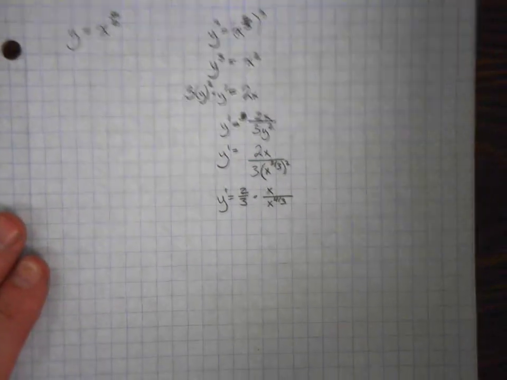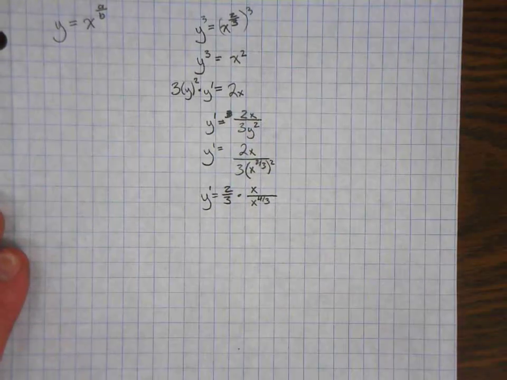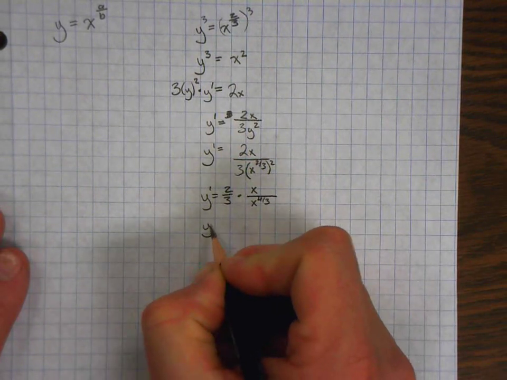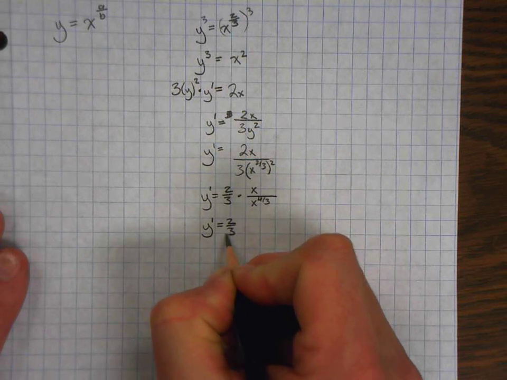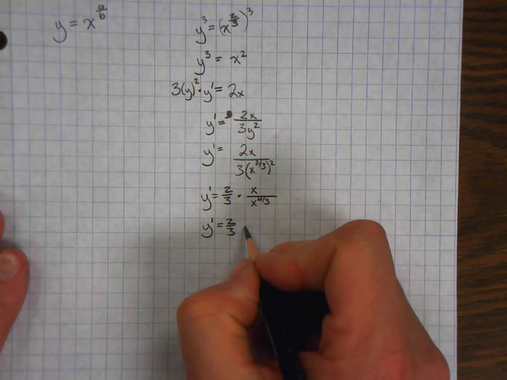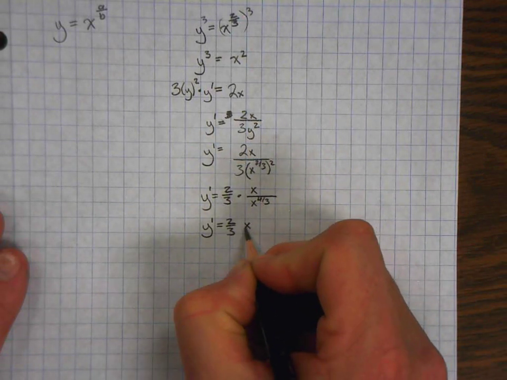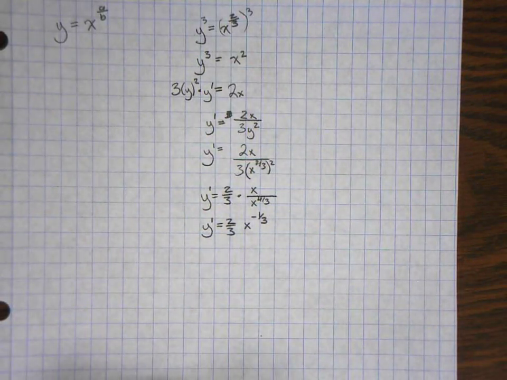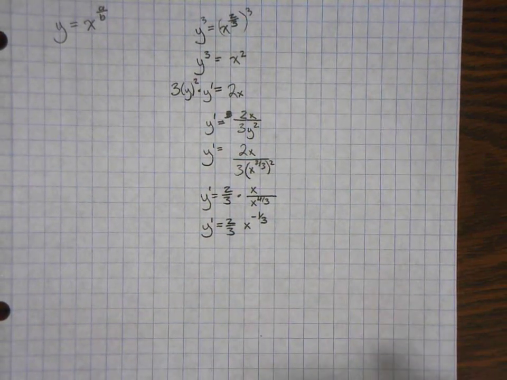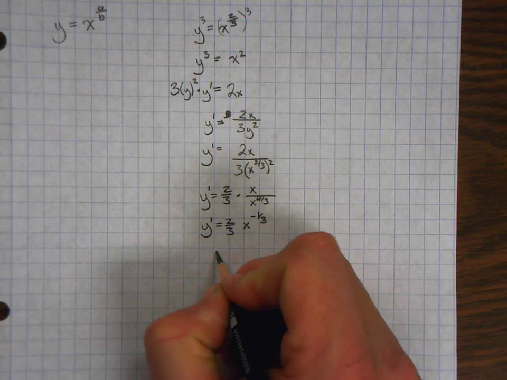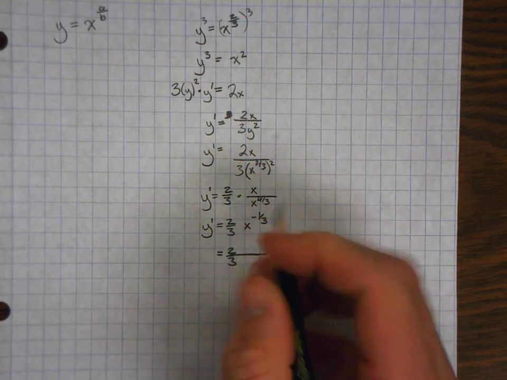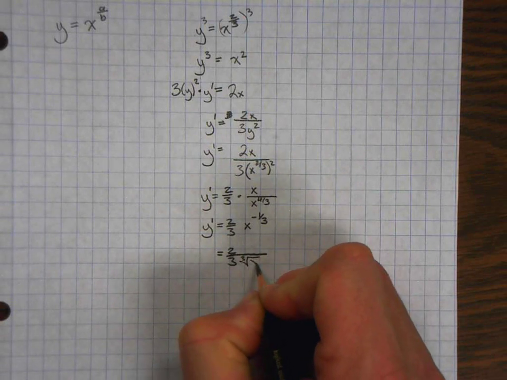Okay? So then the last thing we're going to do, we're going to combine. So 2/3, and we have x to the first over x to the 4/3, which is going to be x to the negative 1/3. And we like that form. That's sort of what we expect with the power rule. But if you wanted to, you could of course rewrite this as 2/3, and then in the denominator is going to be the cube root of x.